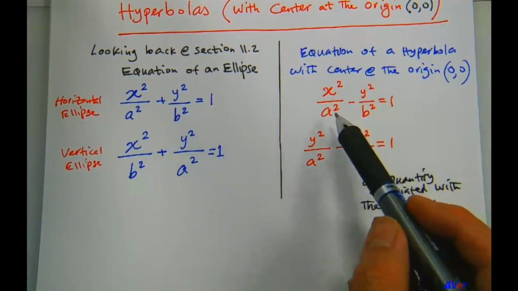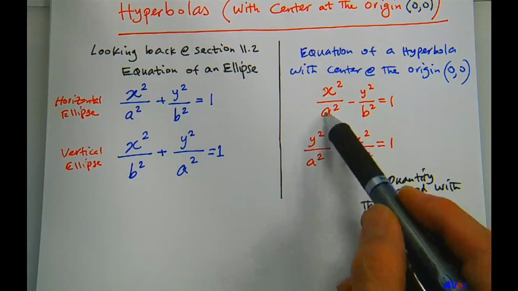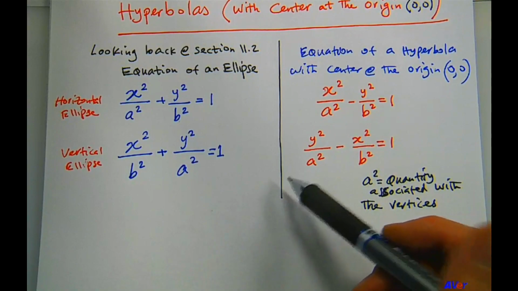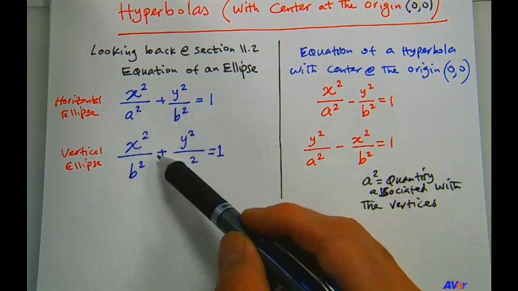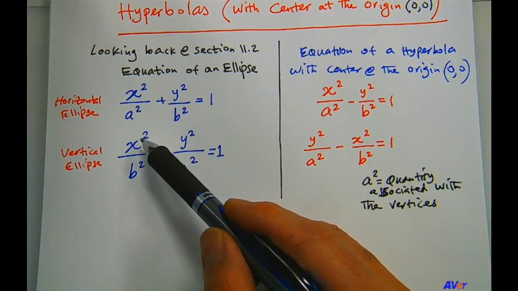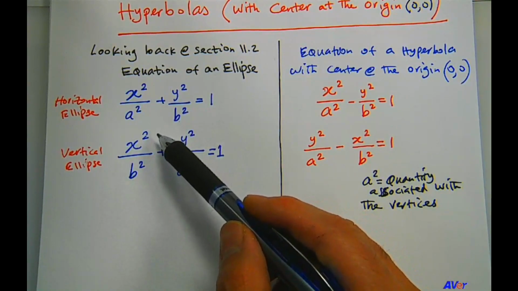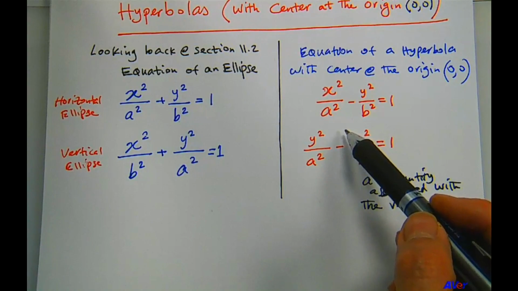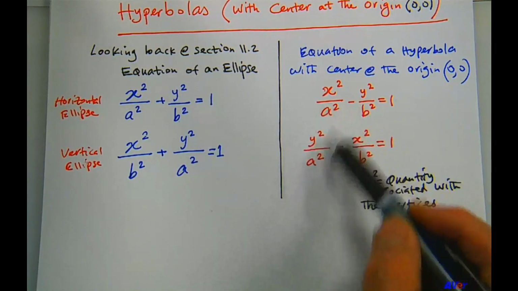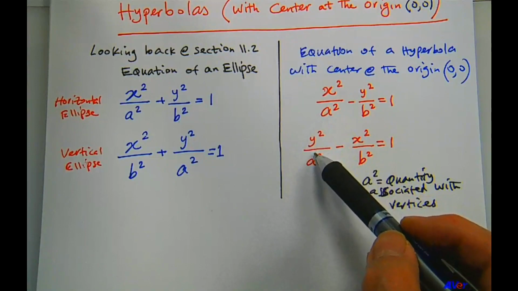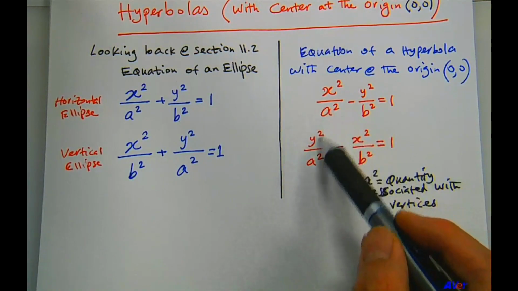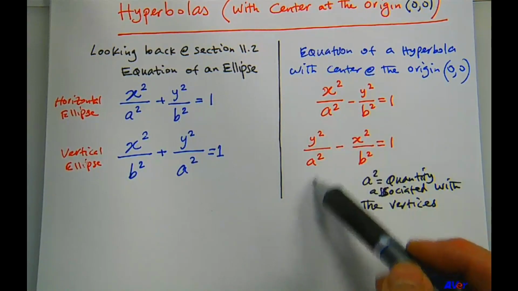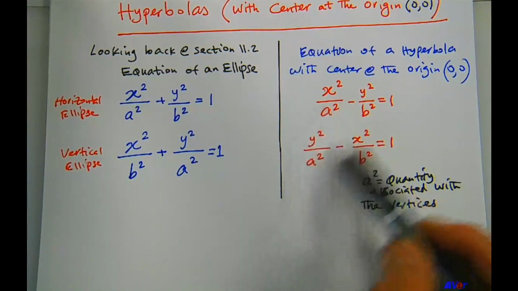In the hyperbola equation, only quantity A is associated with the two vertices of the hyperbola. In other words, in an ellipse we have 4 vertices. 2 of them are along the major axis, 2 of them are along the shorter axis, which is called the minor axis. In the hyperbola, we only have 2 vertices, not 4. So the A quantity is associated with the location of those 2 vertices in a hyperbola. So that's one thing you should notice. And it's the difference between 2 ratios.